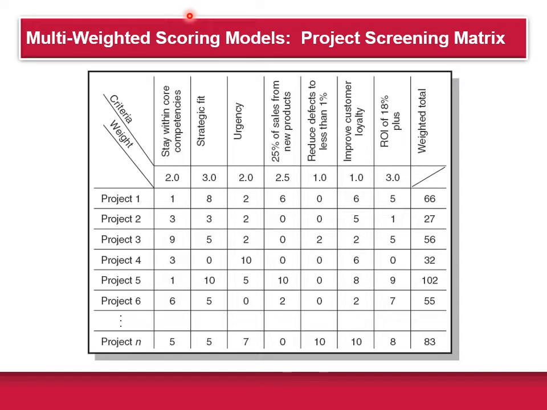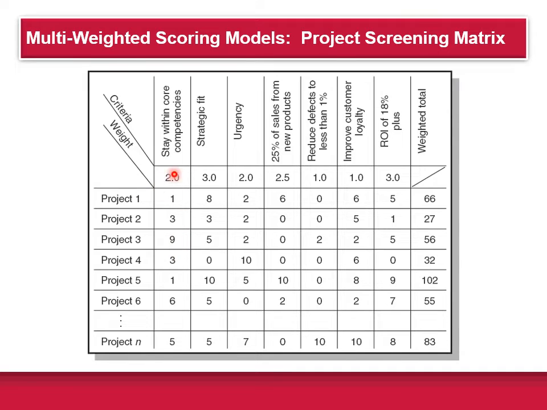The multi-weighted scoring model typically uses several weighted question criteria to evaluate a project. You can see here at the top you have the questions. Stay within core competencies. Here are the projects you're going to consider, project 1 through project 6, all the way down to project N. Here, a person would come in and say, okay, I rate this as a 1. This is not very likely to stay within our core competencies. Whereas project 3 is a 9. That's as high as you can get.